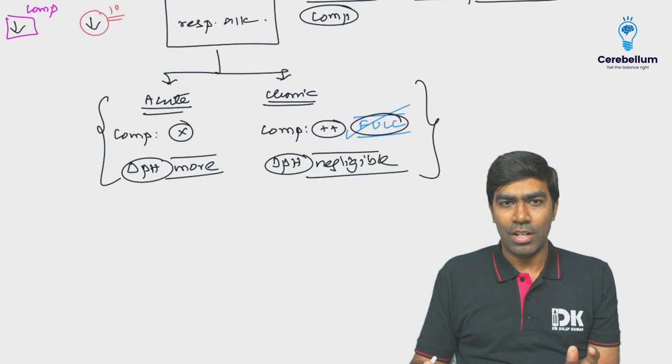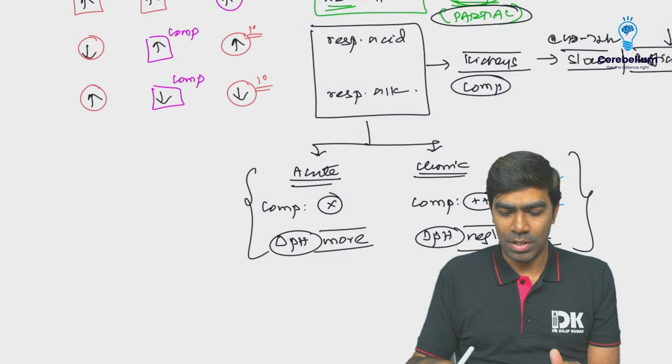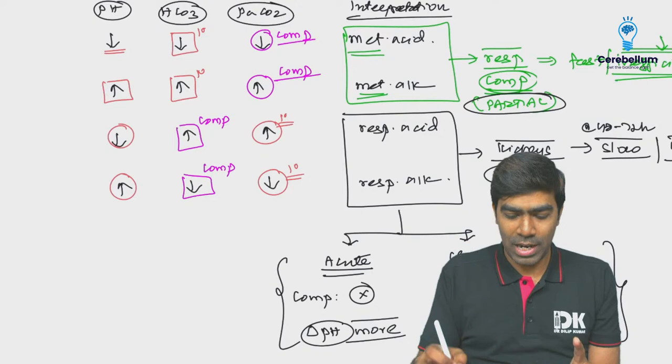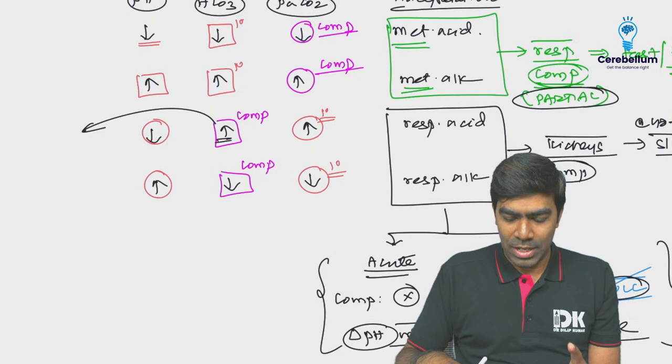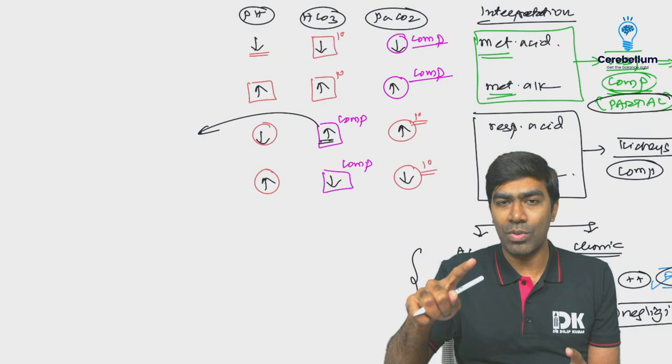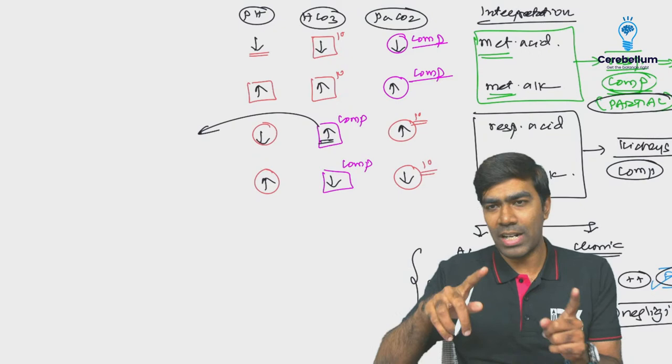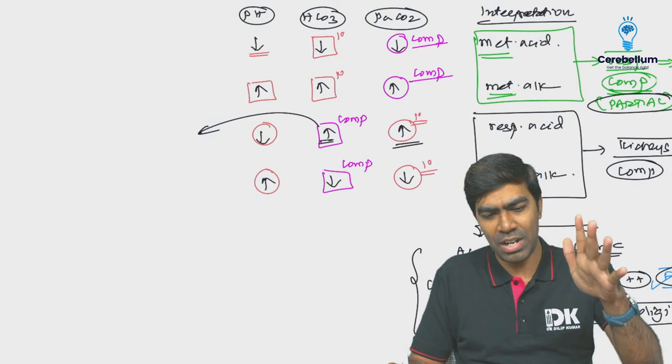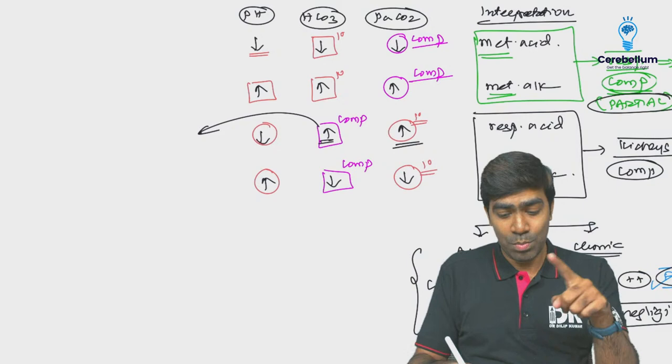So how in the world can you find out whether it's an acute respiratory problem or a chronic respiratory problem? You're going to look at the bicarbonate. You know that in respiratory problems, the bicarbonate will increase. In respiratory acidosis, the bicarbonate is going to increase. How much it has increased is going to give you a good idea about whether it's acute or chronic. Definitely, it'll be more than 24. There is no doubt about that. If PaCO2 is high, if it's a good compensation, bicarbonate will be more than 24, without a doubt. But whether it is more than 30 or less than 30, that's the question.